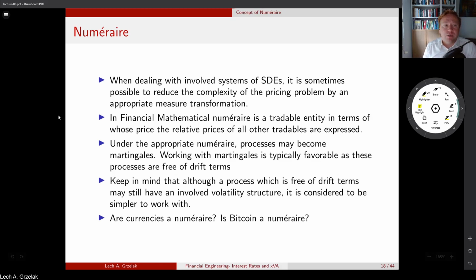Change of measure is associated with the concept of Numeraire. So this is an integral part of measure changes. When dealing with involved systems of SDEs, it is sometimes possible to reduce the complexity of the pricing problem by an appropriate measure transformation, especially in the world of interest rates when we have multiple underlyings, for example, rates of different frequencies, like for example, LIBOR 3 months, 6 months, and so on. In order to link them together, to have one consistent framework, we really rely on the measure transformation, which allows us to bring the stochastic processes from different measures into one underlying measure.